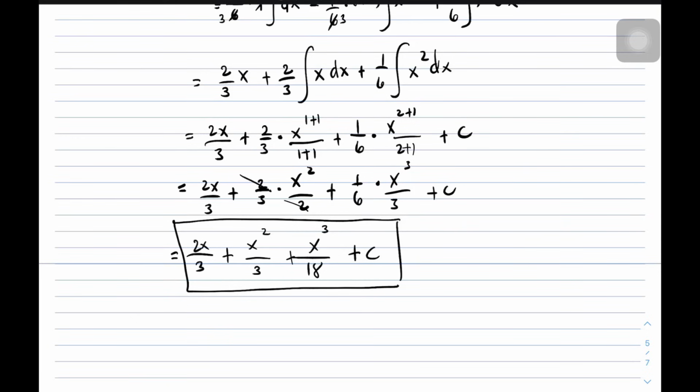So, I hope natutunan niyo yung different ways on how to apply the basic formulas for indefinite integral. So sa next video natin, ang pag-uusapan naman natin or magiging focus nun ay yung integration by substitution.